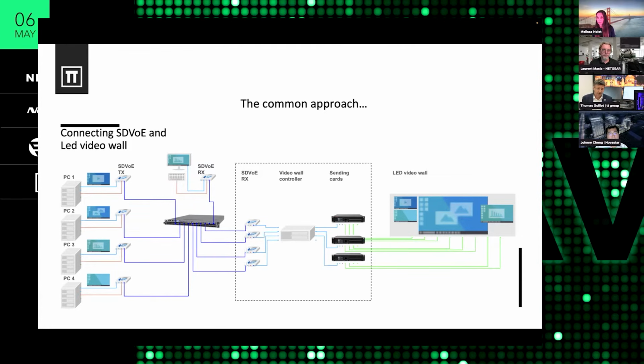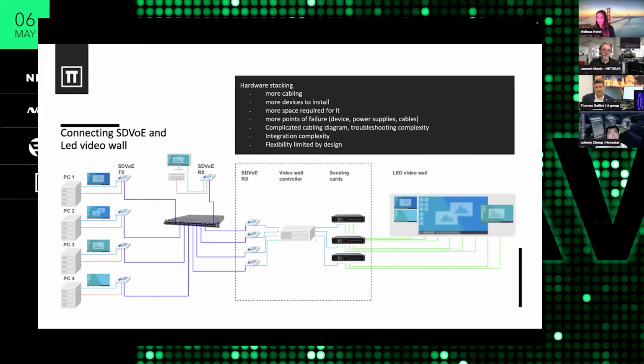So this works, but as we said at the beginning, we are adding layers of hardware, and the drawbacks of this solution are that you have a lot of cabling, more devices to install, more space required, and more points of failure. It can be the devices themselves, the power supplies, the cables. And it becomes complicated to troubleshoot and to maintain such a system. The integration is also complex, and the flexibility is given by the design of the system.